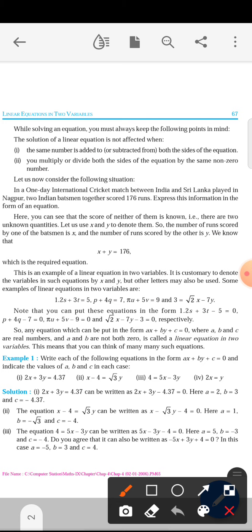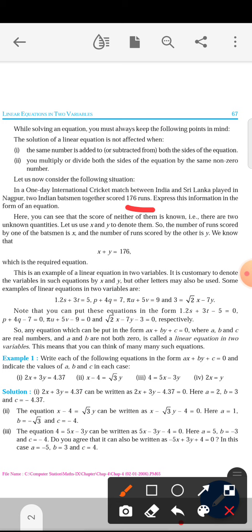Let us consider the following situation: in a one day international cricket match between India and Sri Lanka played in Nagpur, two Indian batsmen together scored 176 runs. Express this information in the form of an equation. So in a match, two batsmen scored 176 runs. They scored these runs together.